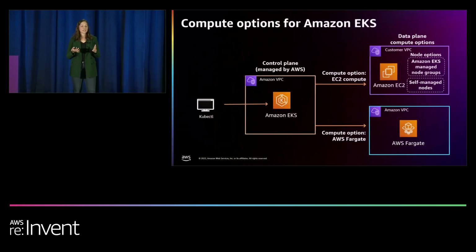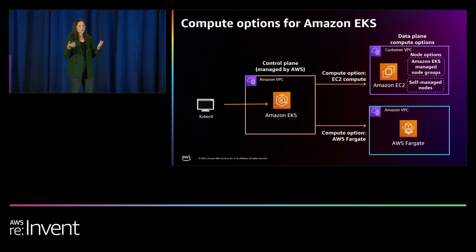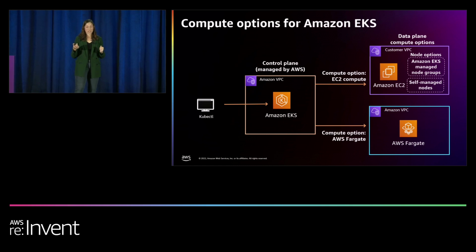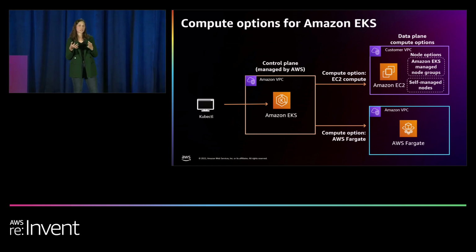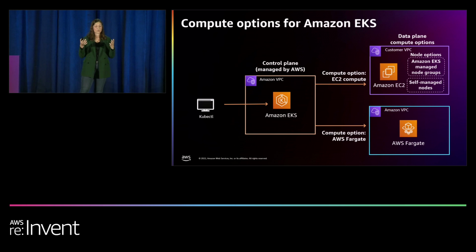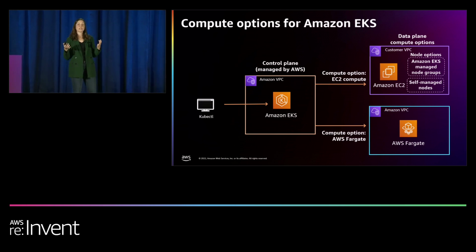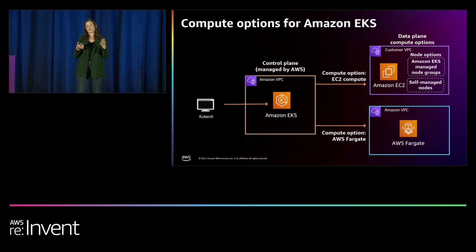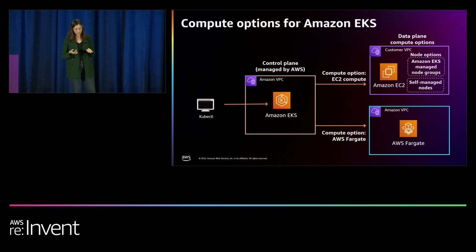So Amazon EKS is a managed service that lets you run Kubernetes on AWS without needing to install, operate, and maintain your own Kubernetes control plane. Without diving too deep into the Kubernetes architecture, the Kubernetes cluster is built from control plane nodes that run the Kubernetes software, things like etcd and the Kubernetes API.